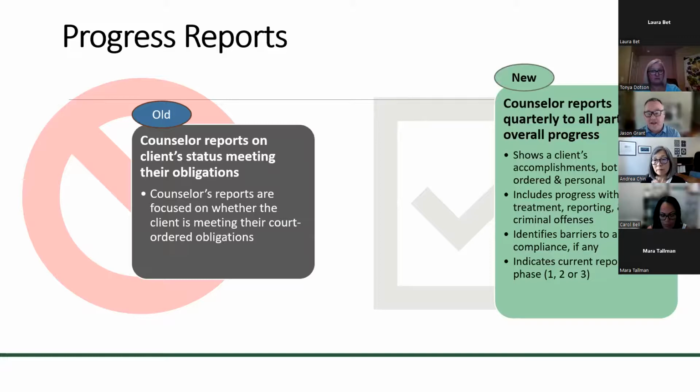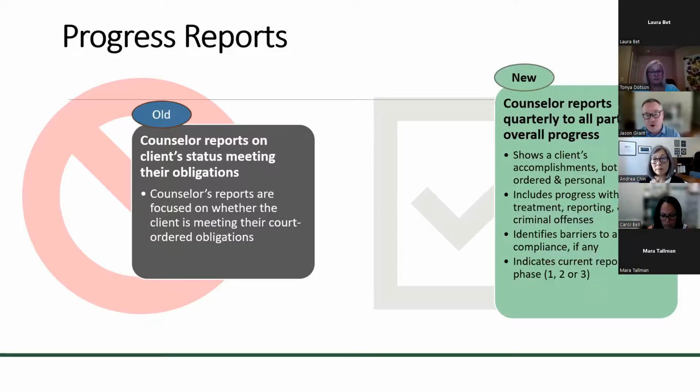In addition to that, the counselor will also identify, if it's appropriate, what the counselor is doing to support the client, identify any barriers that the client might be experiencing in accomplishing those areas that are outlined in the progress report, but also those other things in the case plan where we're engaging the client on a voluntary basis. So that we show not only how that client's doing on the compulsory areas, but also how they're doing with the other areas of their life that we're trying to support them in.